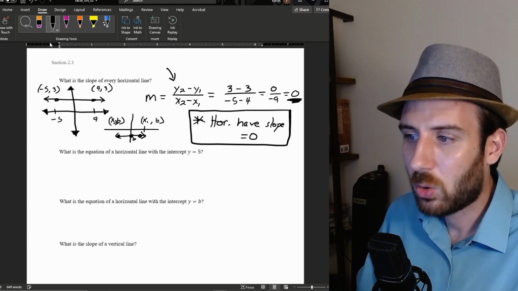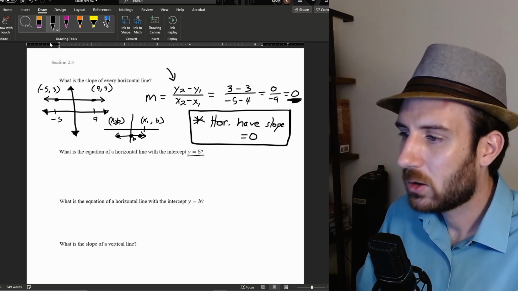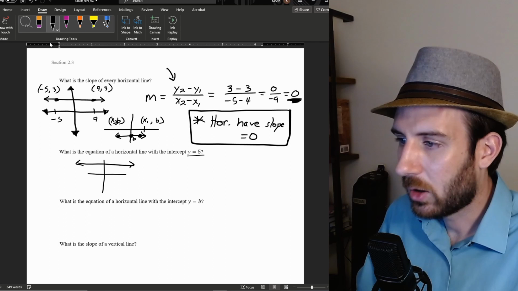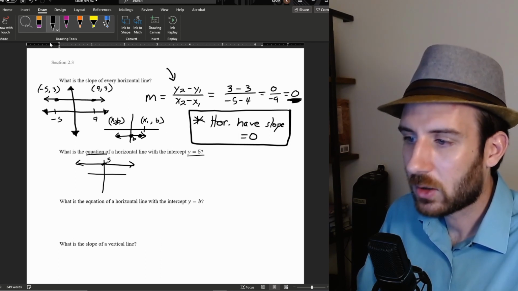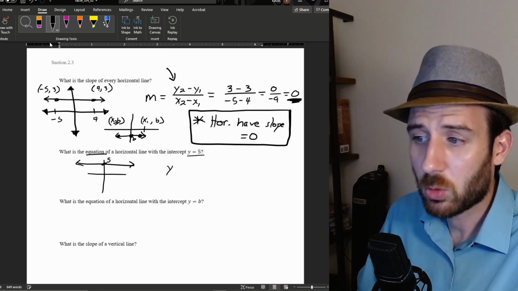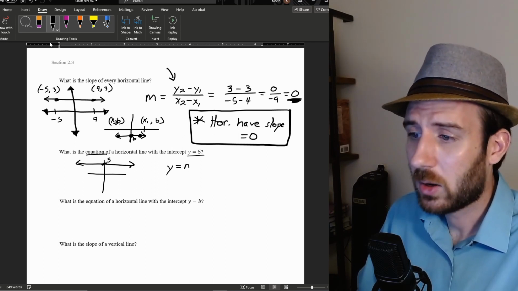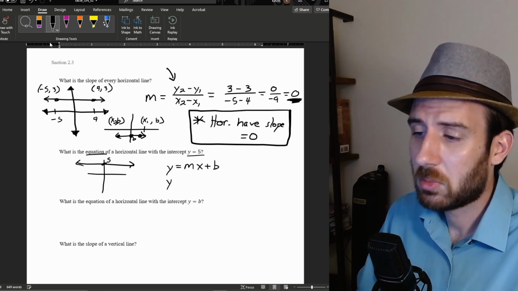What's the equation of a horizontal line with the intercept of y equals 5? Oh, well, that would be, again, some kind of line here. It's going to go through the y value of 5. Oh, but I need the equation of a line. Okay, so let's start back from, what do we want to use? Maybe the y-intercept equation, because I have a y-intercept in my example. That'd be y equals mx plus b. I could simplify this up.